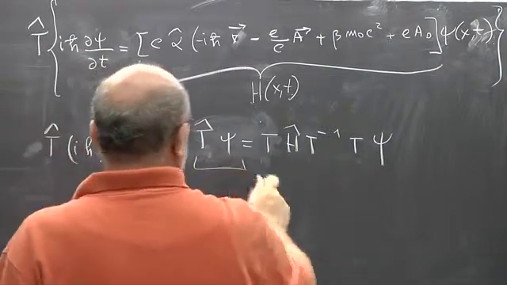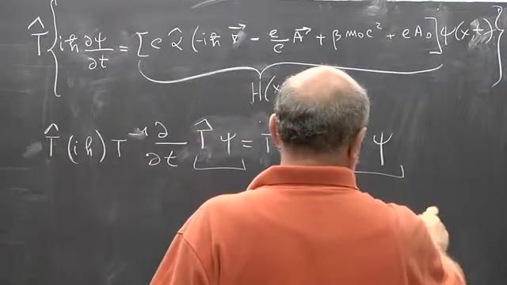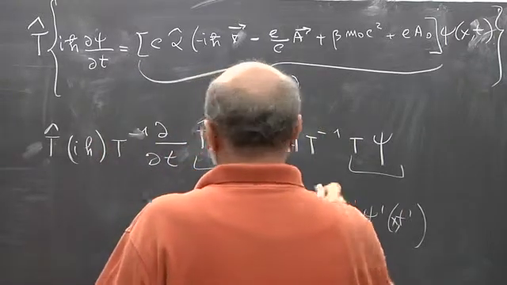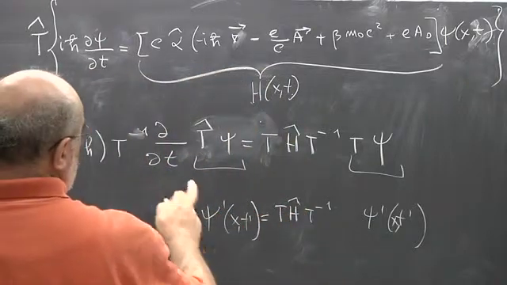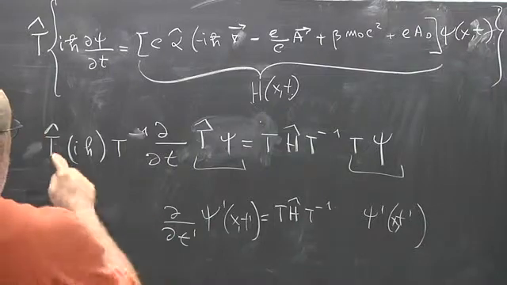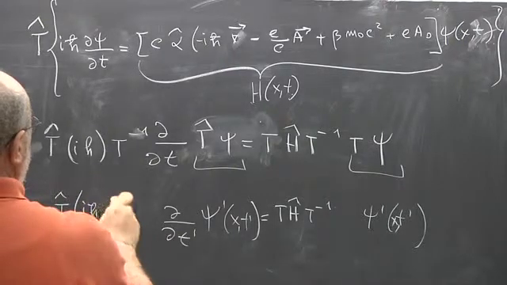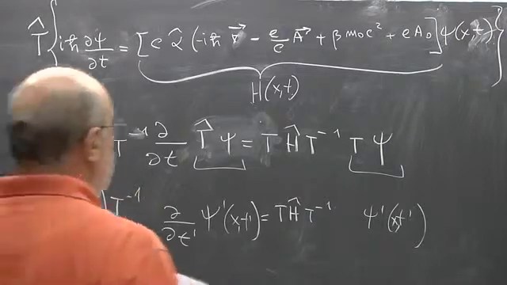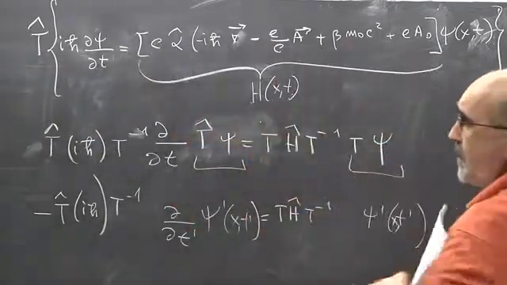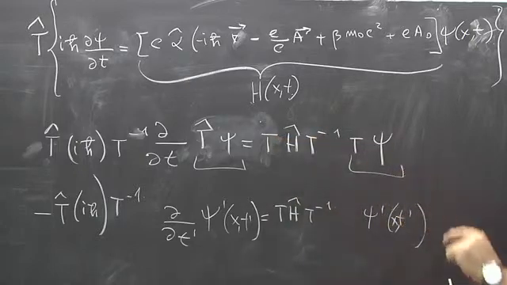Now, this object and this object, we know what they are. They are psi prime x t prime, equal T h T to the minus 1. Now, as this one is t prime, that is minus t. Why do I do that? Because I bring a minus here, and that compensates this, and I have T i h bar T to the minus 1. So first I prove that this equation is the same as this. Why? Because I have T on the left, T and T prime cancelled.